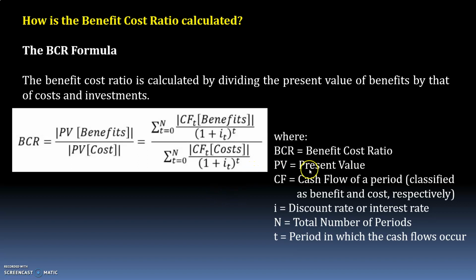Here BCR means benefit cost ratio, PV is present value, and CF is cash flow of a period classified as benefit and cost respectively, and i is discount rate or interest rate, and n is the total number of periods, and t is equal to the period in which the cash flow occurs. So this is about benefit cost ratio or cost benefit ratio.